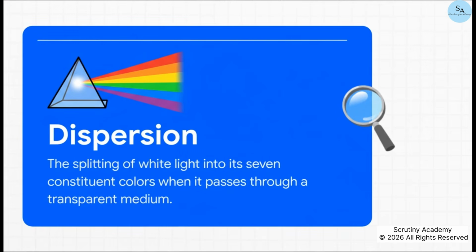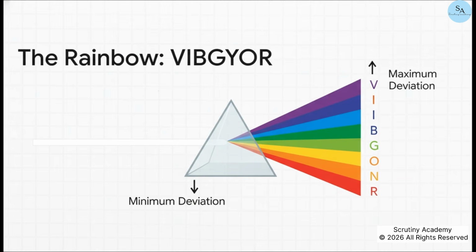First up, we have a big word, dispersion. But the idea is simple. You've all seen a prism, right? When white light goes in one side, a rainbow comes out the other. That act of white light splitting into all its different colors, that's dispersion. And that rainbow of colors always shows up in the same order. We remember it with VIBGYOR: violet, indigo, blue, green, yellow, orange, red.